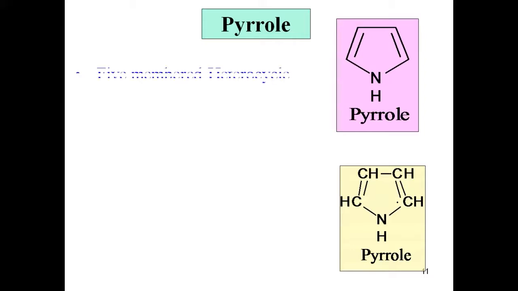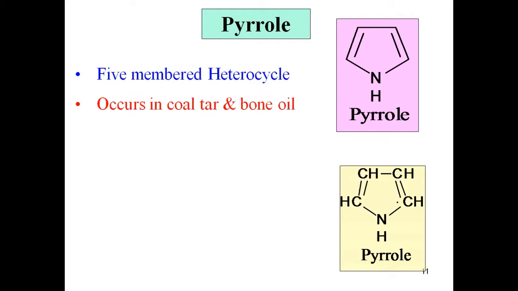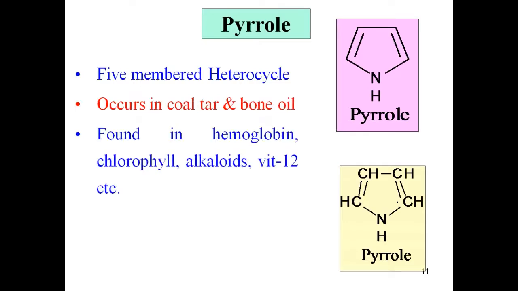Now let us see some introduction. Yes, it is a five-membered heterocycle. It occurs in coal tar and bone oil. It is also found in hemoglobin, chlorophyll. It is also present in some alkaloids, vitamin B12, etc. It is also known as azole, and this is the IUPAC name of pyrrole, 1-aza cyclopentadiene. Actually, it is an example of cyclopentadiene.